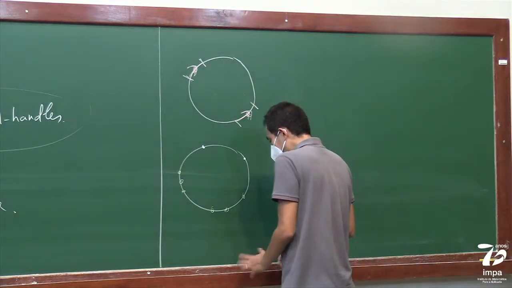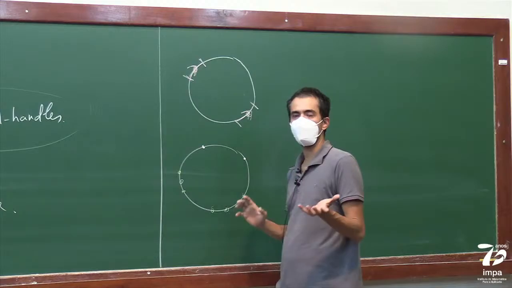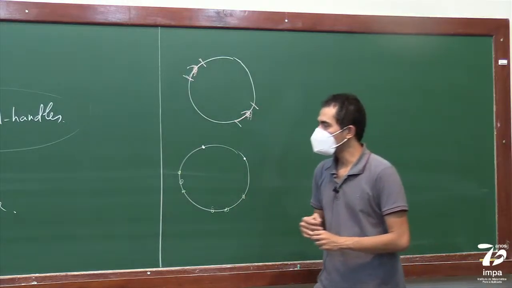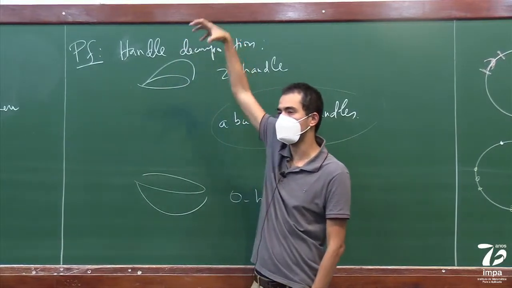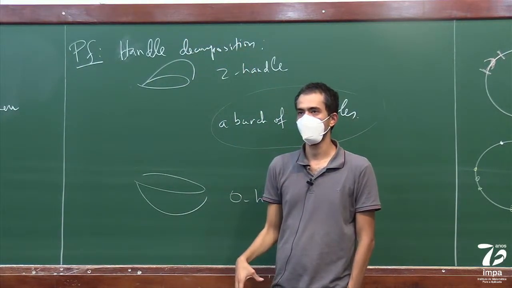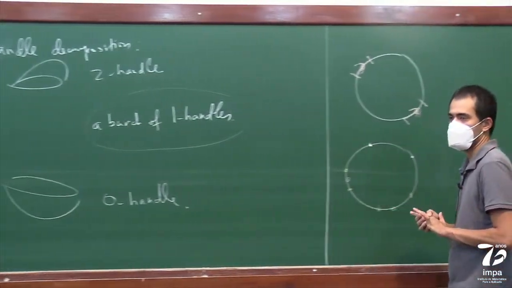Okay? And then the next thing you need to see is that after you attach a bunch of 1 handles, if you want to finish your handle decomposition, then you have to have a circle at the end to attach a 2 handle to. Otherwise, that doesn't work. You can't close up your manifold.